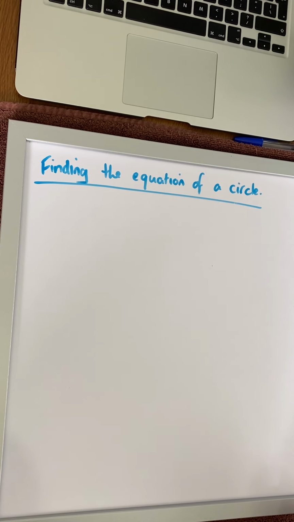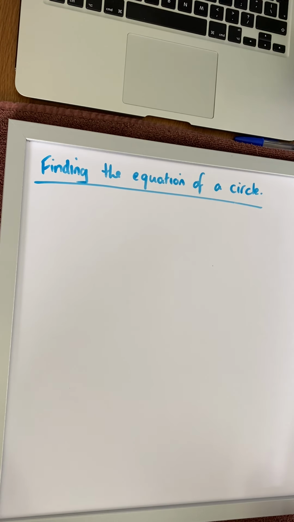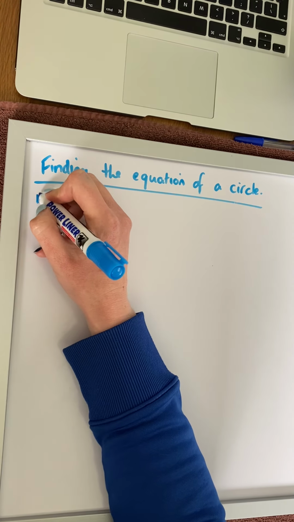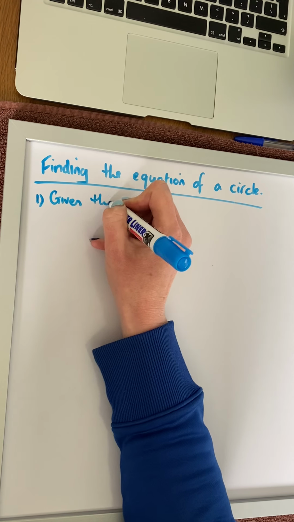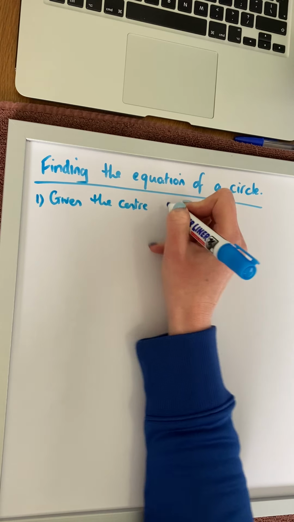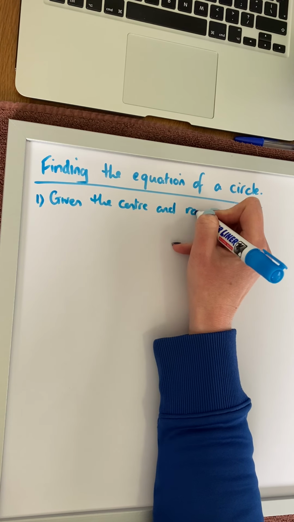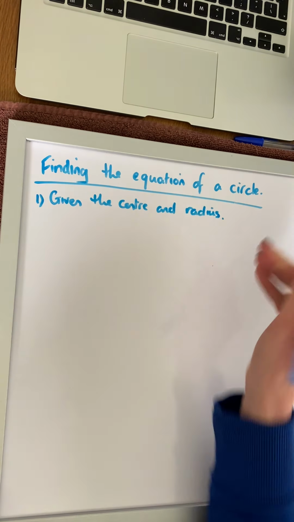Okay, in this video we're going to look at how to find the equation of a circle when given various different pieces of information. So the first thing we're going to look at is finding the equation when we are given the center point and the radius. So this is probably the easiest version.